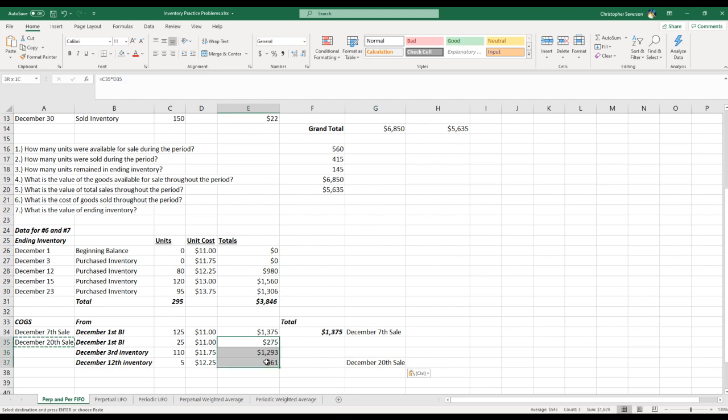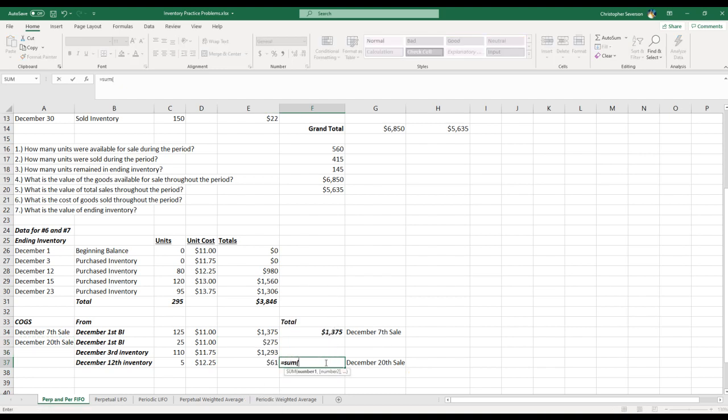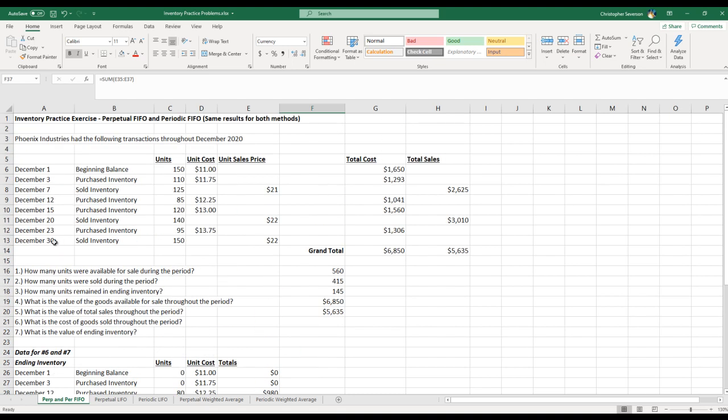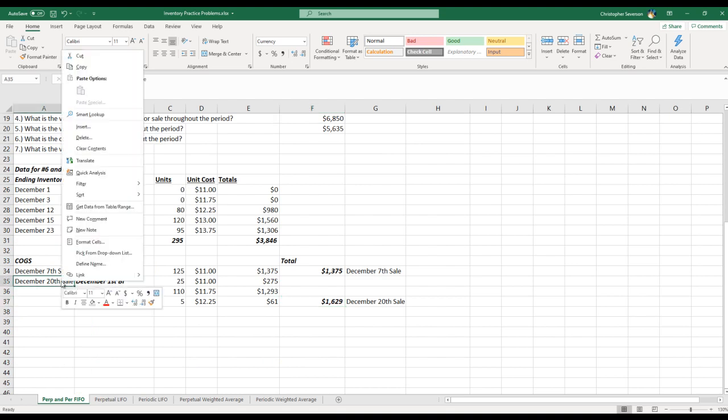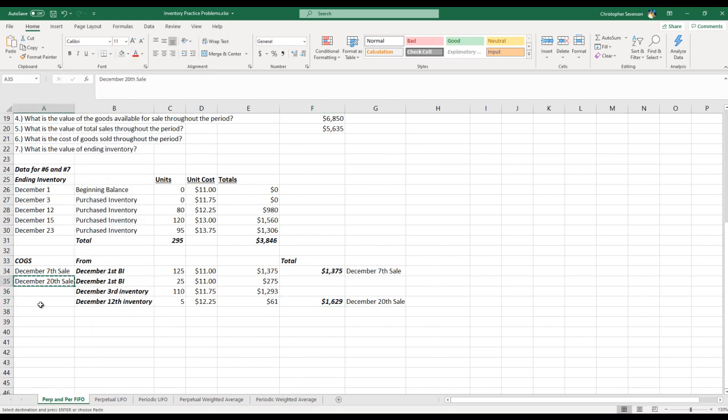It's going to be these three added together. It's going to be $1,629, or you can do the sum of that if you'd like to. $1,629 was the cost of these units. Now we're going to do the final sale, December 30th. So I'm just going to bring this down here and change one character.